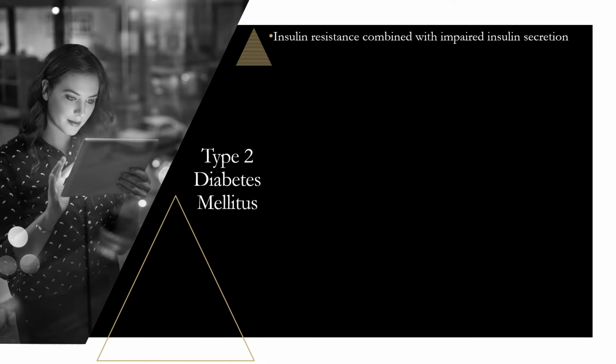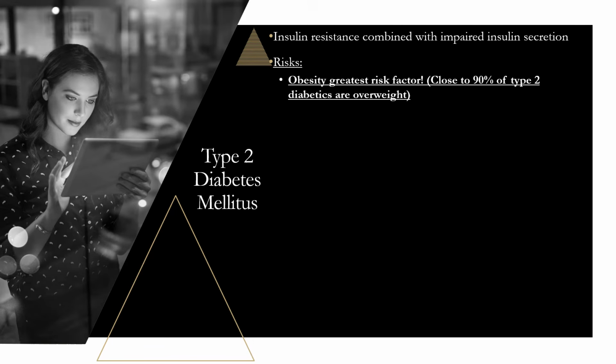So a lot of the things, there's a lot of overlap here. With type 2 diabetes, it's insulin resistance combined with impaired insulin secretion. These patients are still producing insulin, but they have a resistance, and that's one of the most important things to know. As far as risks, obesity is by far your greatest risk factor. Up to 90% of type 2 diabetics are overweight. So this is by far the number one risk factor for type 2 diabetes.